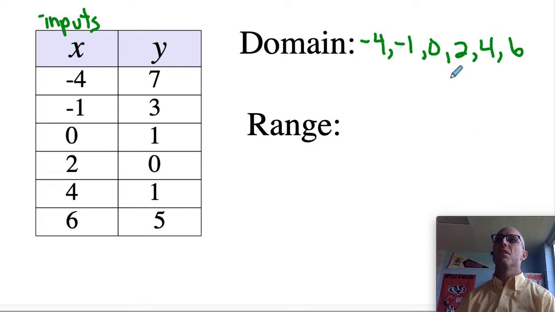We have some different types of notation that we like to use, but I'm just going to keep it simple. I really want you to understand the concept. So those are my inputs. That's my domain. It's made up of those 6 values.